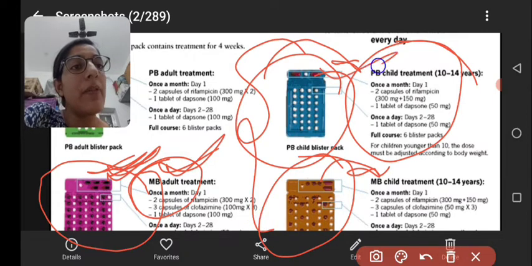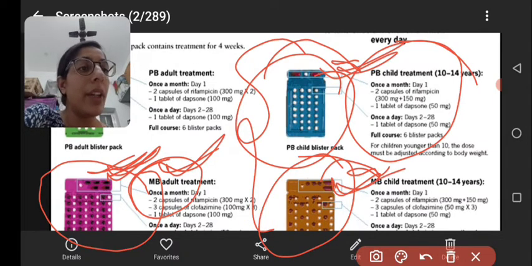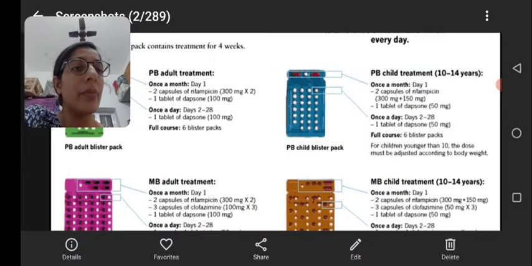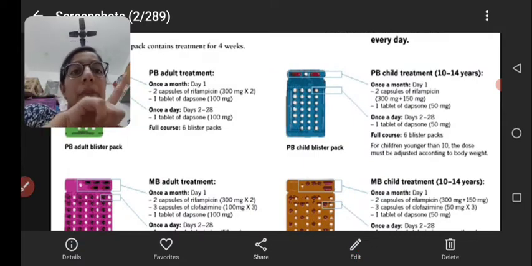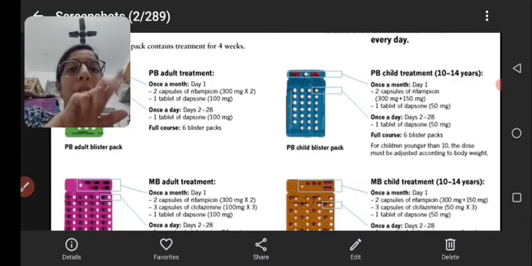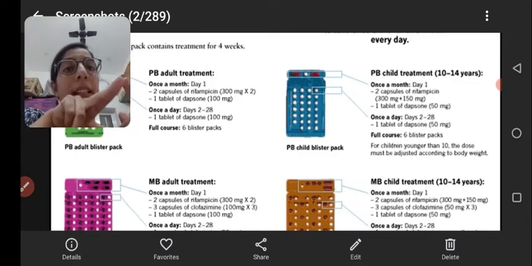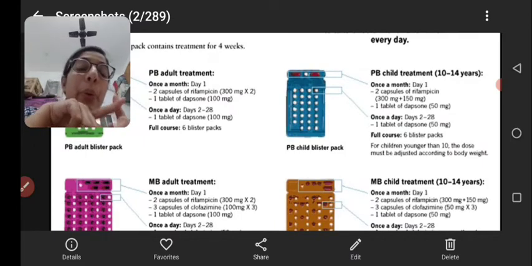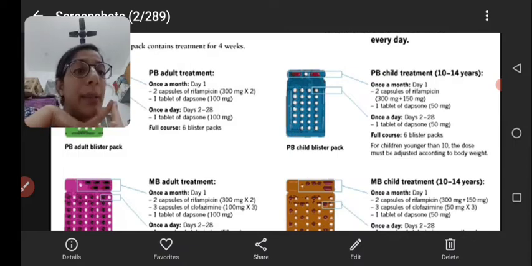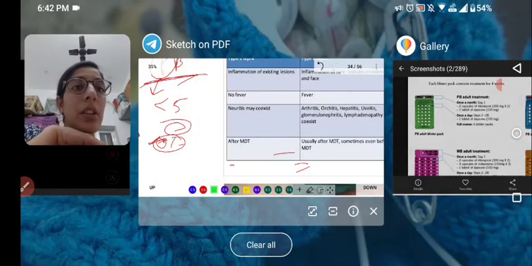ठीक है, less than 14. ठीक है. These are the 4 kinds of kits. For paucibacillary and for multibacillary, the doses are different in adults and children, and the most important thing is that the duration is also different. For paucibacillary, I already told you that it is 6 months, and for multibacillary 12 months. Let's move towards our slide.